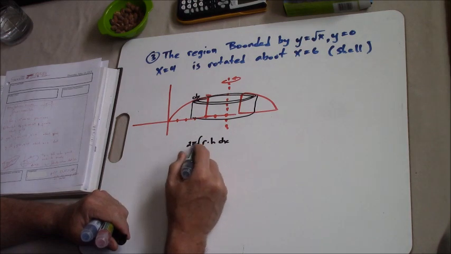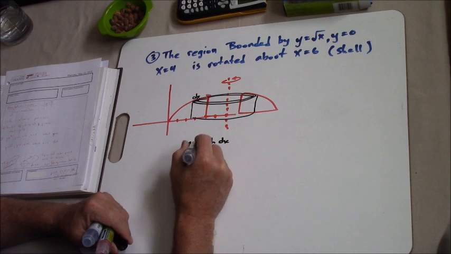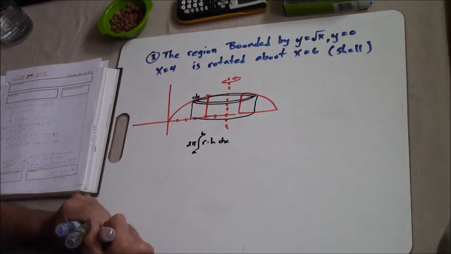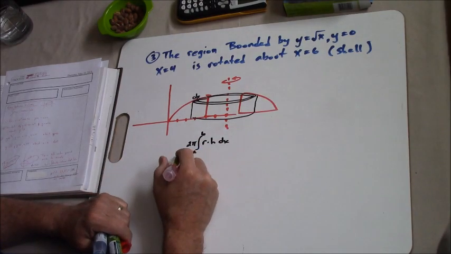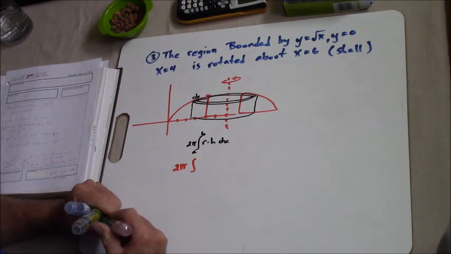That's our formula for the shell method from A to B. Alright, so here's what I've got. Again, we're just going to set it up. We're not going to solve the integral. So I've got 2 pi integral from these shells.